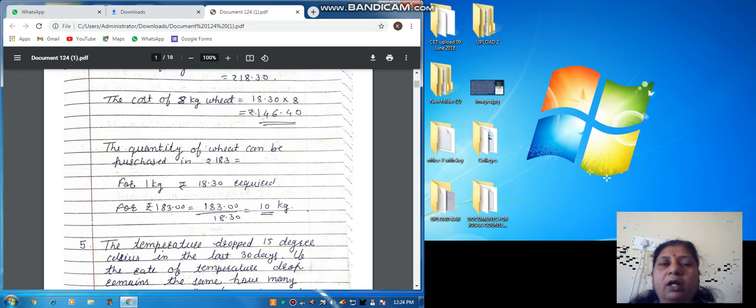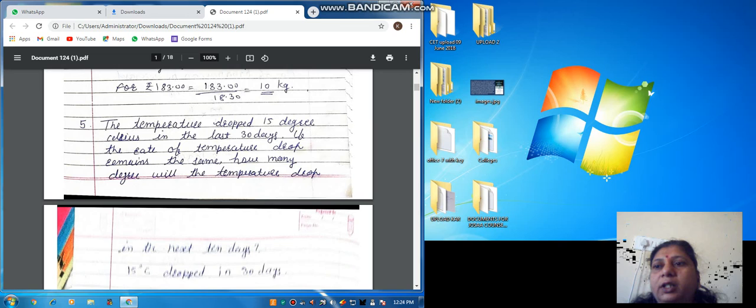Now next, the quantity of wheat that can be purchased for rupees 183. Now for 1 kg we require 18.30 rupees, right? So for rupees 183 the quantity will be 183 divided by 18.30. Why? Because for 1 kilo we require 18.30 and the amount we have is 183. So if we divide we get 10, so it is 10 kg. Okay, so let's start the next example.